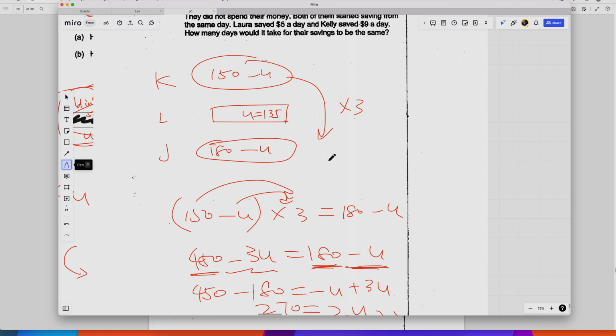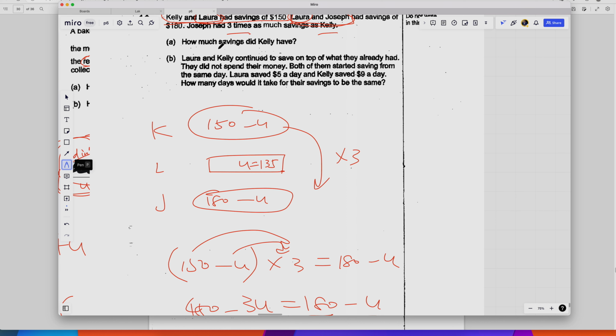135. So what does the question want? The question says how much savings did Kelly have? Kelly, right? So Kelly is here. So Kelly is 150 minus 135. So that will give you 15. Does it make sense? Yeah, okay. That's how you get it.